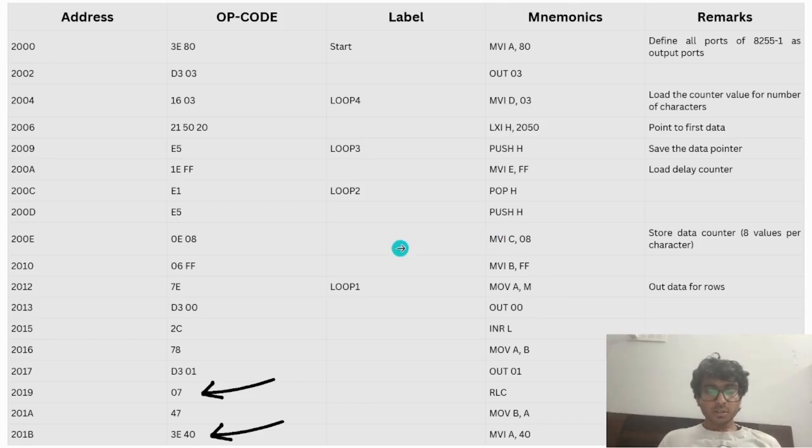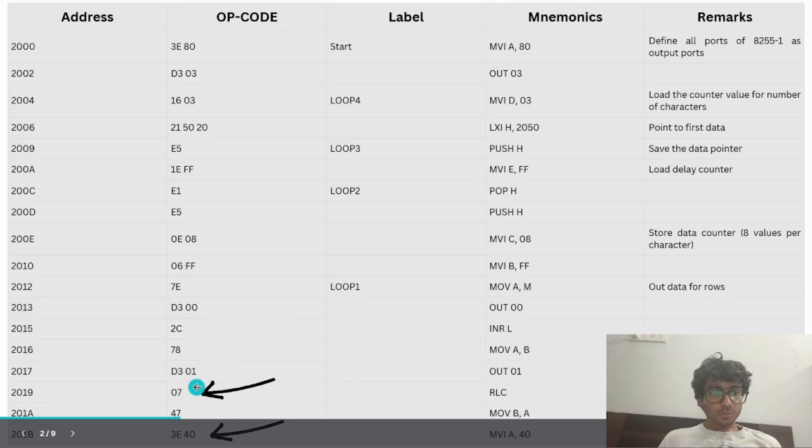This is the original opcode that was there for the LED matrix interface with the 8085 microprocessor. Now here in the first opcode, two changes are made, which I'll explain in the further slides. The two changes are made at the memory address, at the address 2019 and 201C.